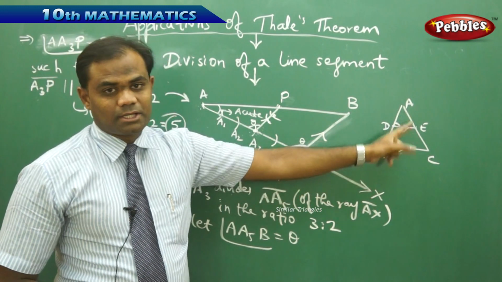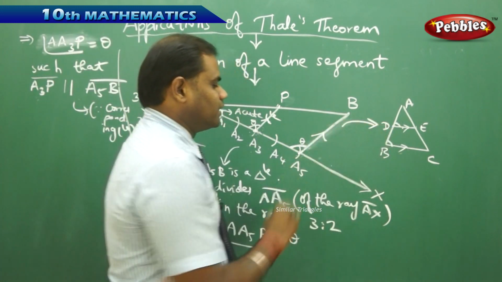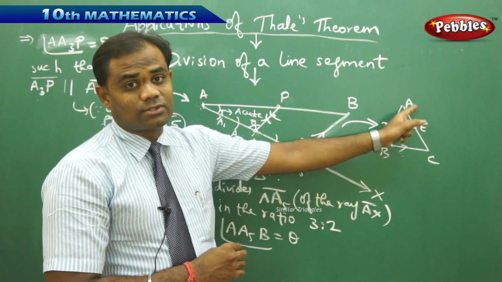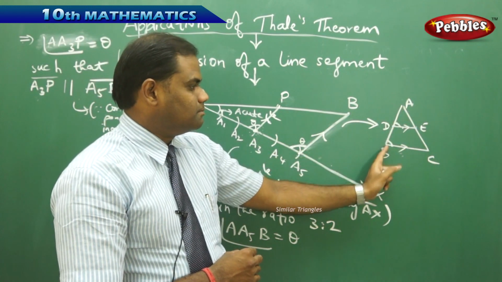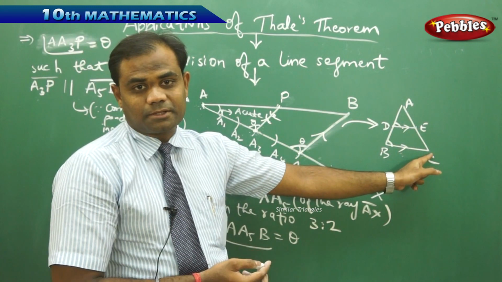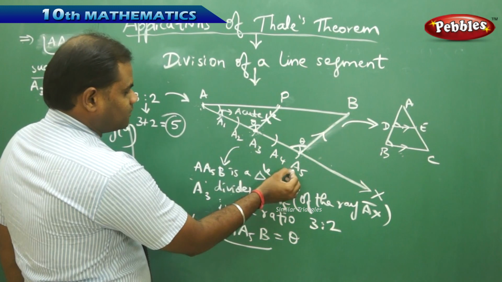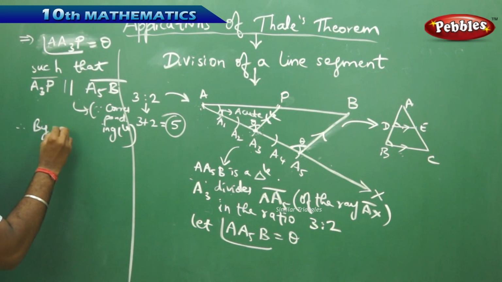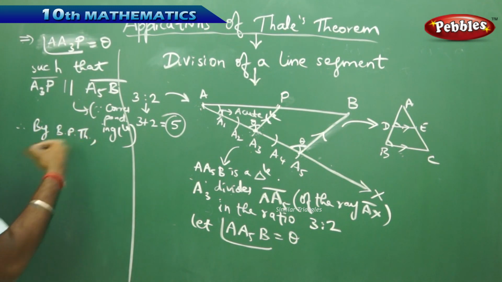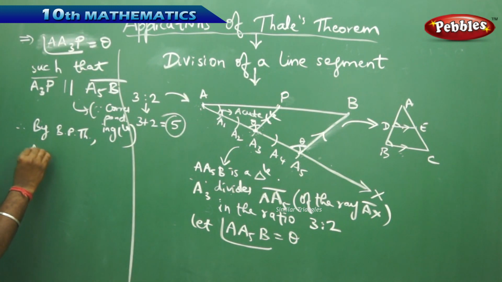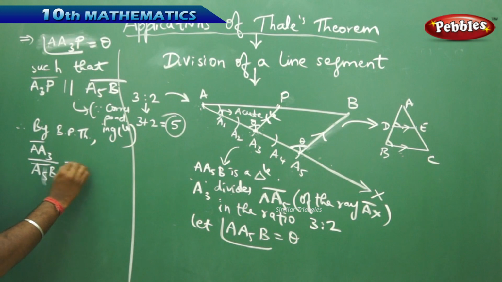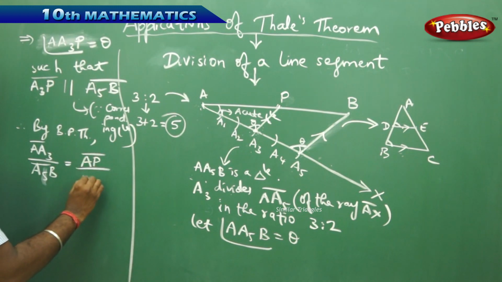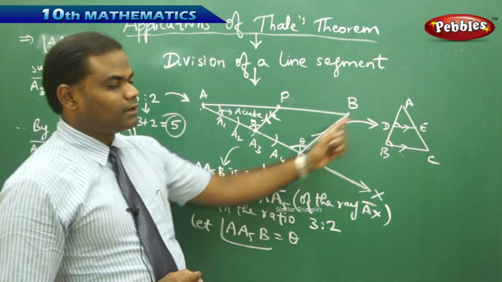Therefore, from this basic proportionality theorem, I get that when a line is parallel to the third side, the other two sides are in the same ratio. AD by DB is equal to AE by EC. Using basic proportionality theorem, AA3 by A3A5 is equal to AP by PB. Therefore, by basic proportionality theorem, I clearly have AA3 by A3A5 is equal to AP by PB from triangle AA5B.